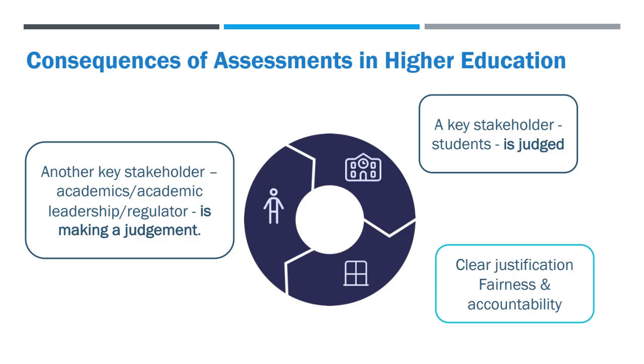Whenever there is a decision being made, there are stakeholders. Someone is being judged. Someone is making the judgment. Someone is using that judgment. That's why clear justification, fairness, and accountability are coming into the picture.